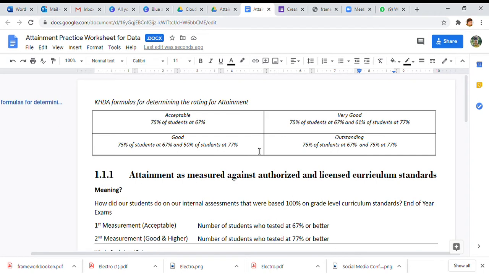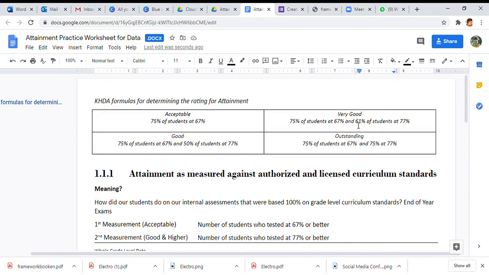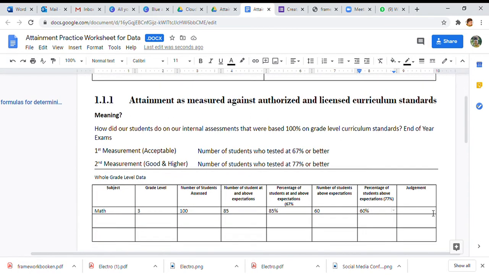Where does 60% fall? 60% falls at good. Why? 61% would have been very good. And sometimes, depending on your test, you can nudge it up just a little bit, but those are your measurements. So for sake of this example, I'm going to put good. I would change this around for something totally different if you talk to me. So let's do another one.